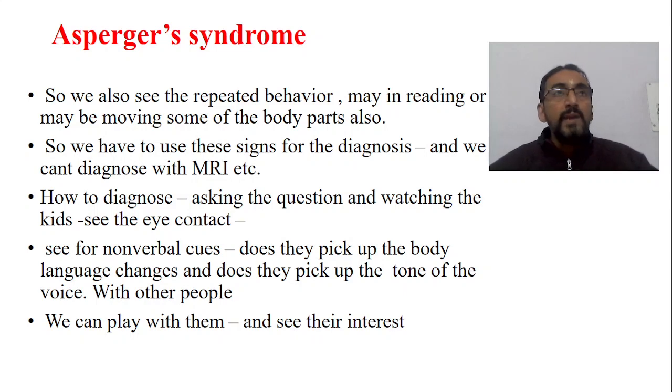Okay, so we can also play with them to look at their interest. You can play with different playing articles with them, then look at their area of interest, whether they are interested in only one particular playing article or whether they want to play with all the playing articles. So this is how, by observation, questioning and talking, you can diagnose this disease.